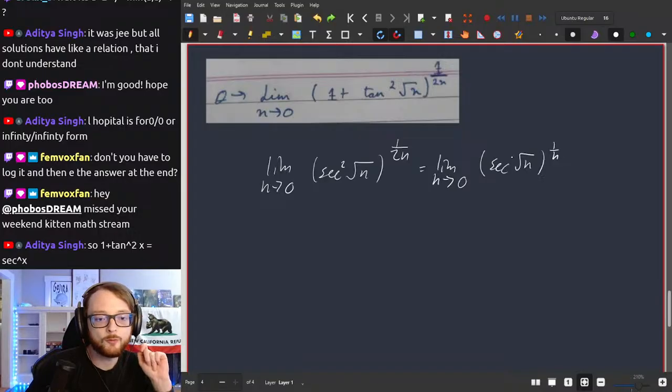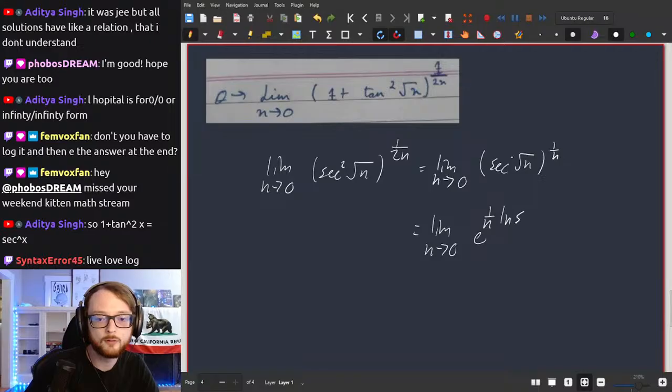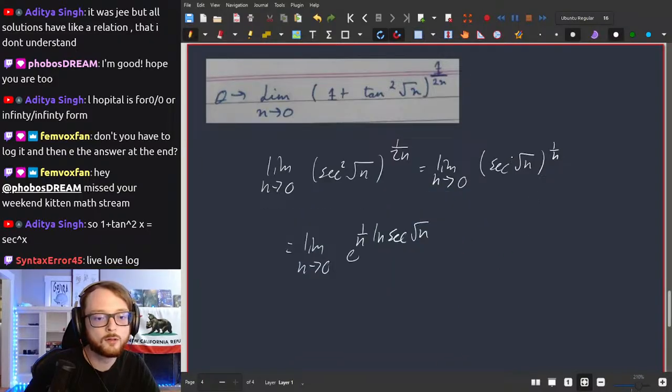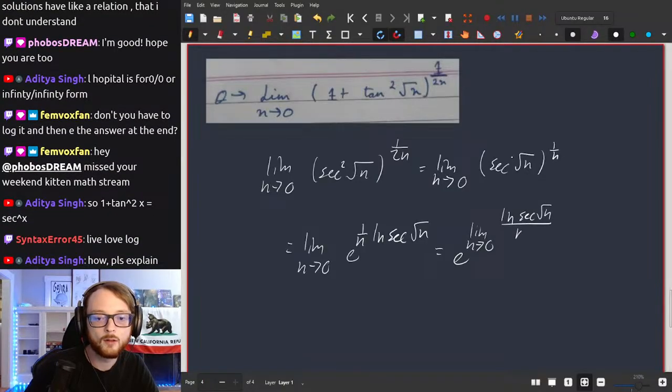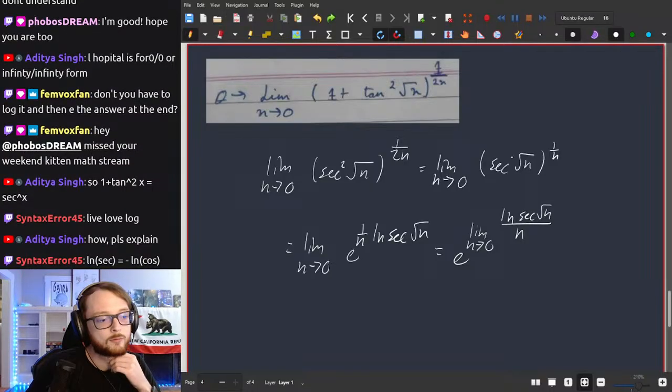And so what we have to do is exponentiation. I'm going to make this e to the ln, and the 1 over n just kind of stays put. And then the trick here is that the limit can come up to the exponent. There's other ways of thinking about this too, but they all boil down to the same thing. And so now this is something that you can definitely L'Hopital's.